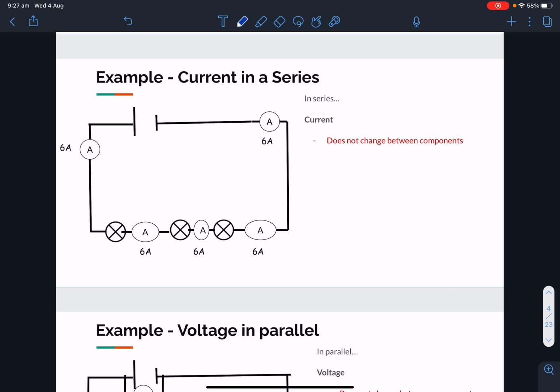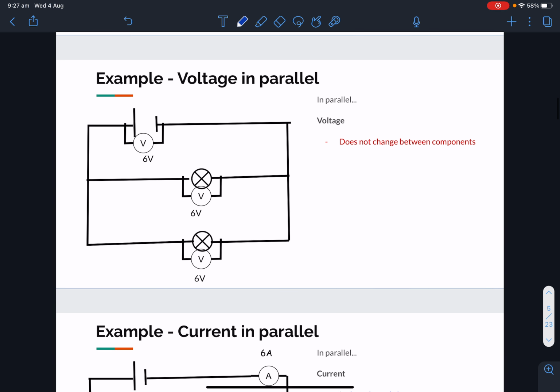Current in the series, though, we've got another same series circuit, 3 bulbs there. The current in the circuit is measured up here on either side of the battery pack, and it's 6 amps, and around the globes also 6 amps all the way around. So it doesn't change, it's constant throughout the series circuit. So current does not change between the components.